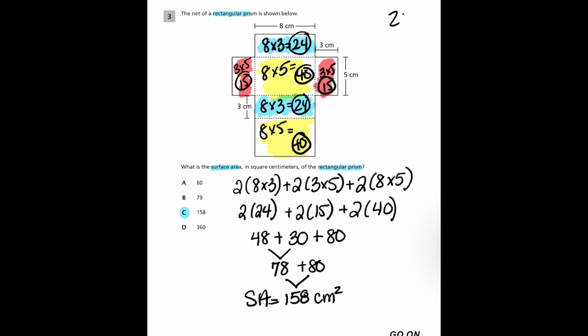And both will work. I see some kids literally just doing this and adding all the parts, and you can add it in multiple different ways. Some kids will just double and group them again. You can actually see the 2 times 24 that I have here, the 2 times 15, and the 2 times 40. Either way, you're going to get the same exact number, 158 centimeters squared.